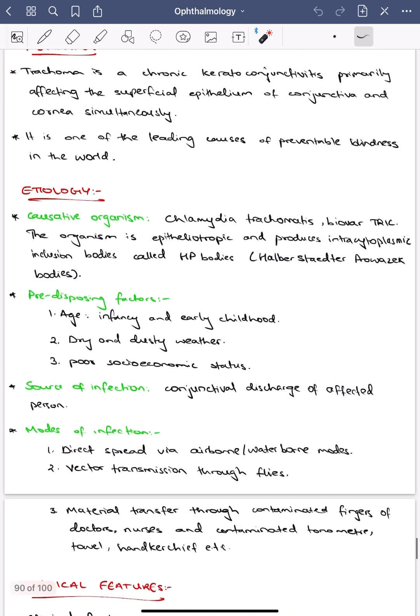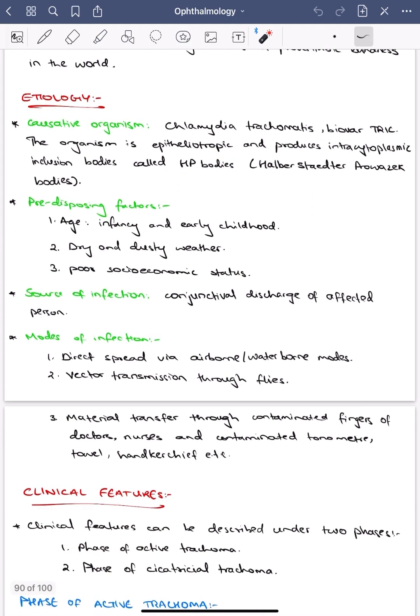Now, the etiology. It is caused by the organism Chlamydia trachomatis. This organism is epitheliotropic and it produces intracytoplasmic inclusion bodies called HP bodies or Halberstaedter-Prowazek bodies. The predisposing factors for infection by Chlamydia trachomatis are, number 1, age, infancy and early childhood; number 2, dry and dusty weather; and number 3, poor socioeconomic status.